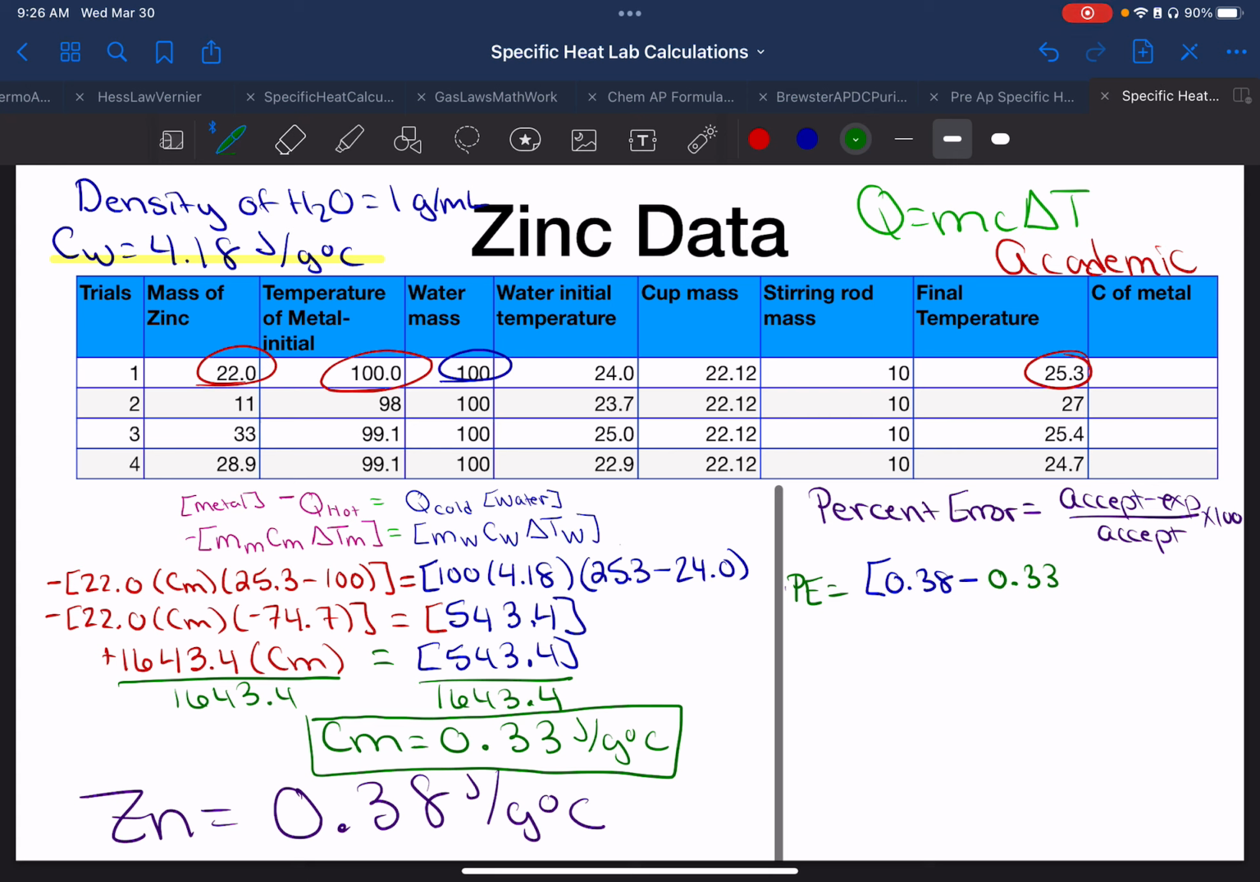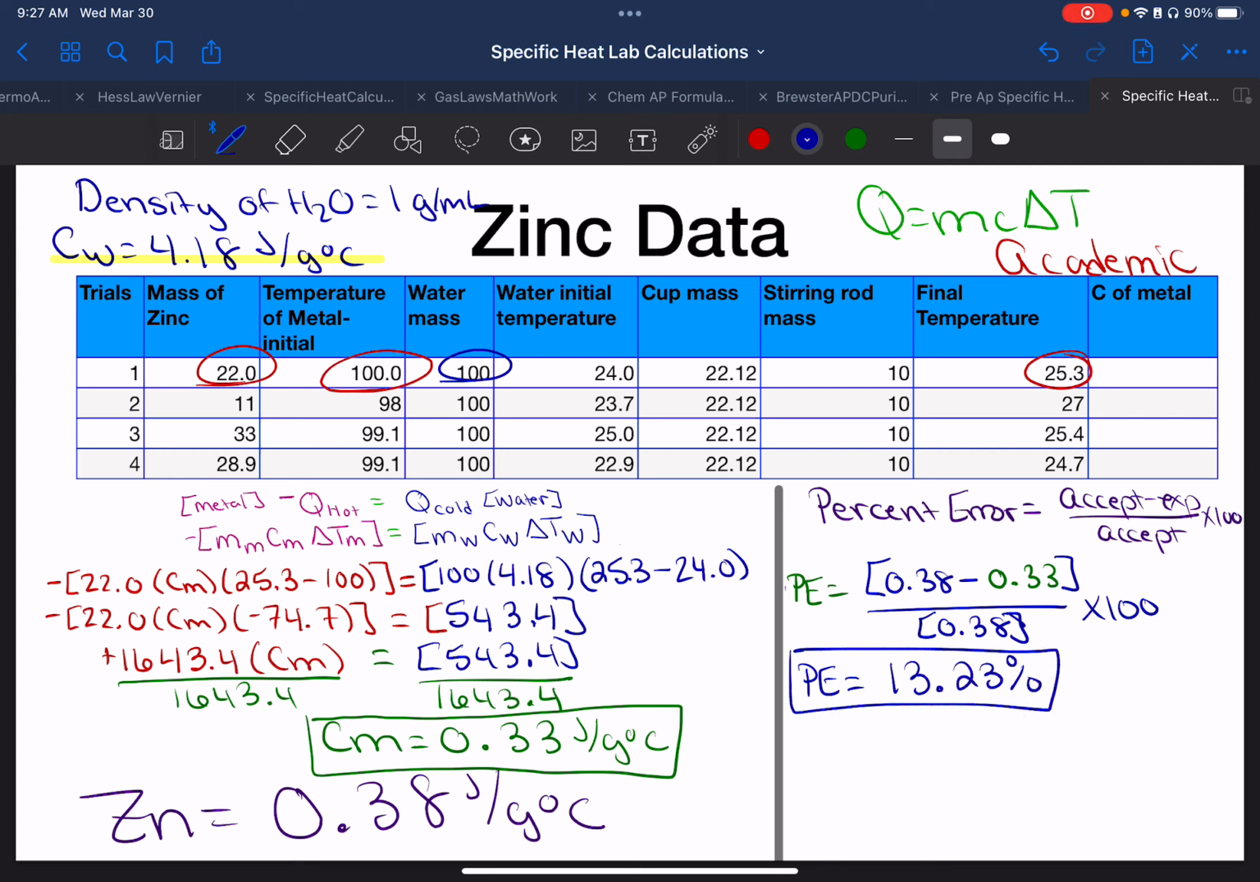And I'm going to color code these because the only number you're going to have to change is your experimental value. The accepted value will remain the same. And then we're going to get that my percent value for this is 13.23%. And that's how you do your calculations.